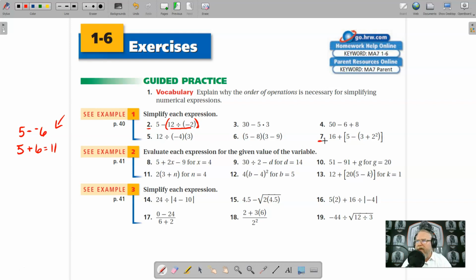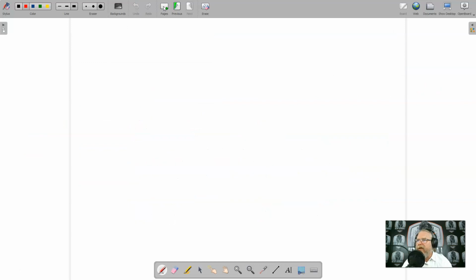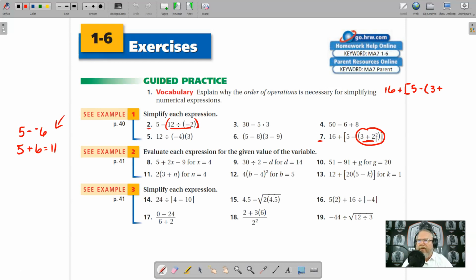Let's look at number 7. Number 7 looks like a good one. We have brackets, we have parentheses, we got some exponents going, so let's see how all this works out. Let's bring our 16 down, plus, and we're going to get our bracket here, because the first thing we're going to do is this right here. So we have 5 minus the quantity of 3 plus, and I know that I have to work this little problem inside the parentheses first. So I have to deal with this 2 squared. Well, 2 squared is 4. So I'll put 4 there, and then the brackets.